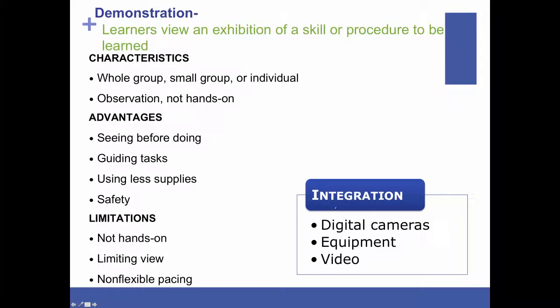A second strategy is demonstration, where learners are going to view some kind of a skill or procedure that can be learned. The characteristics are you can do this in whole group, small group, or individual, and it can be observation and not necessarily hands-on. The advantages are students get to see before they're doing something. Safety is definitely an advantage because you're doing it typically for them. The limitations are that the students aren't doing hands-on learning, which we know is very important, and the non-flexible pacing, where the students have to watch basically you do that.